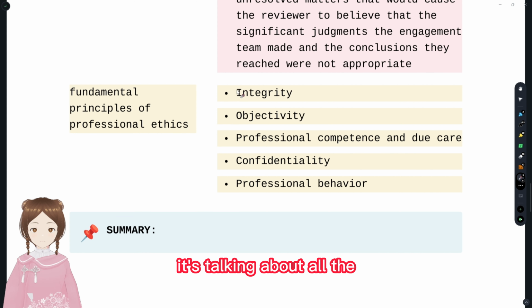And the fundamental principles of professional ethics is our all-time favorite question. It's talking about only five points: integrity, objectivity, professional competence and due care, confidentiality, and professional behavior. If you read it two or three times, you will get that, and mostly everybody knows this, right?